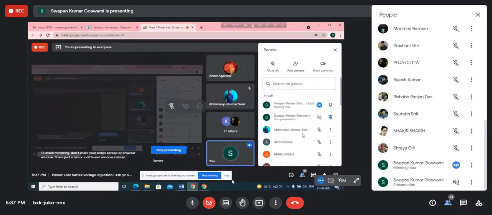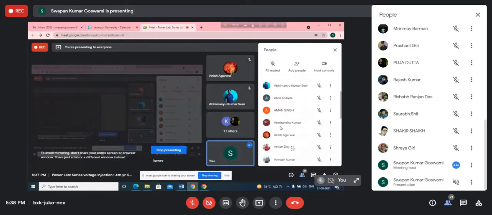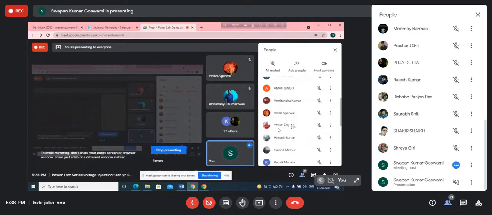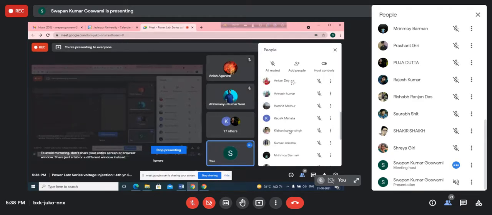Then Obhimanyu Shoni. I am reading out who are present. Obhimanyu Kumar Shoni is present. Okhil Koilada is present. Then Aman Singh is present. Amritangshu Kumar present. Onish Kumar is present. Ankon Dey is also present. Avinash Kumar present. Harshit Mathur present.